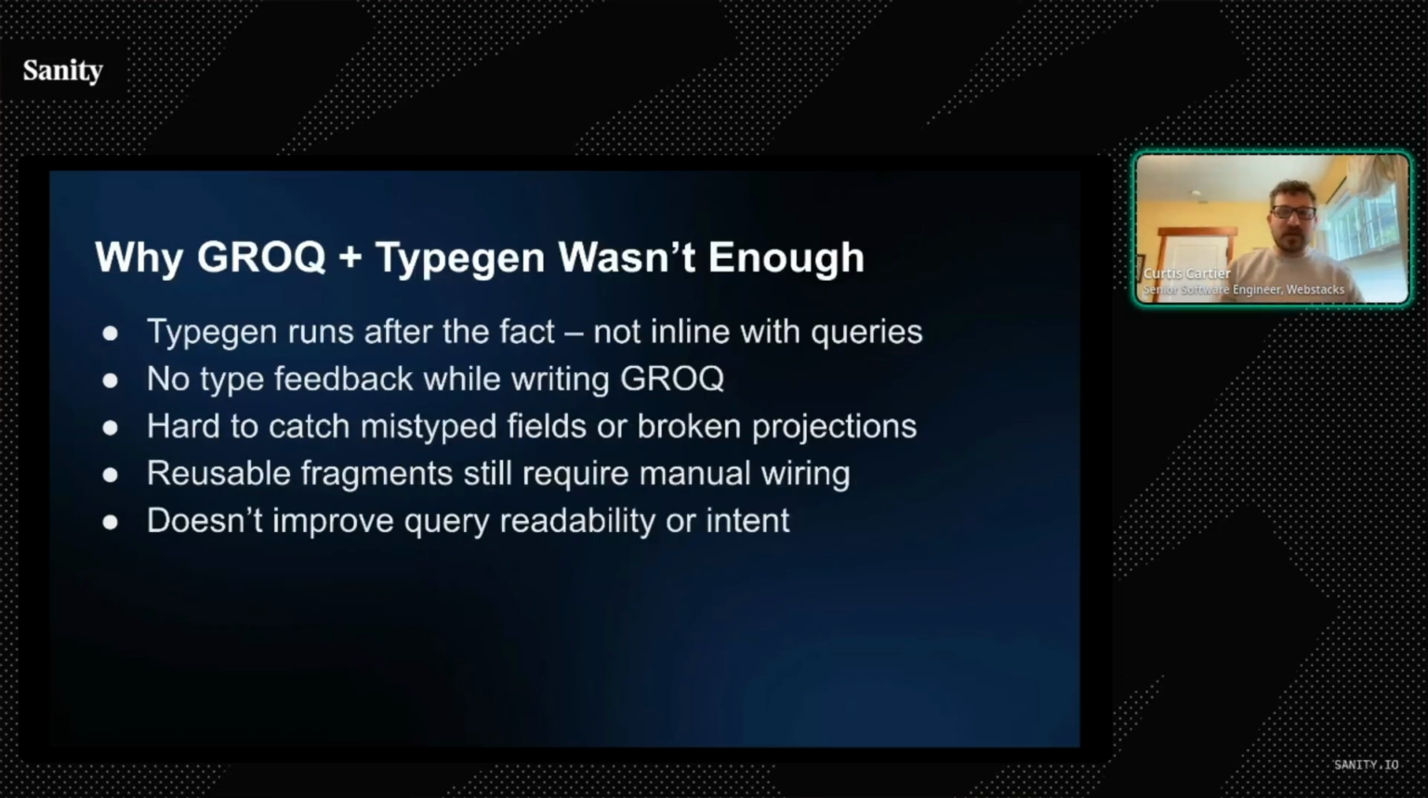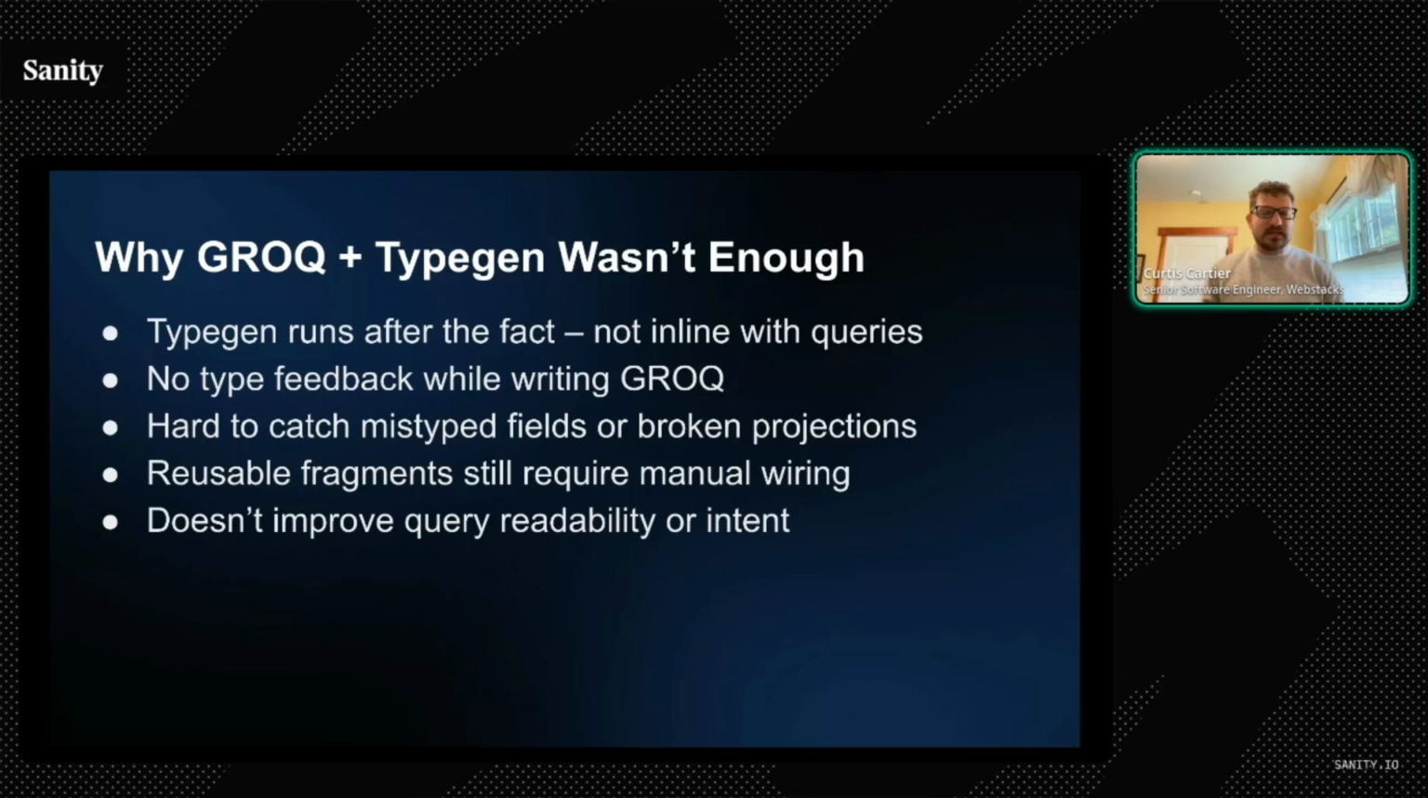So let me say this first. We love Grok. Grok is awesome. The flexibility and the expressiveness, the power it gives you to shape exactly what your data needs is one of the reasons we chose Sanity in the first place. And we still rely on it heavily. But as our projects and our team grew, we started running into friction, not because Grok was bad, but because the paradigm didn't quite fit the way that we were trying to work as a front-end team in a highly typed TypeScript environment.